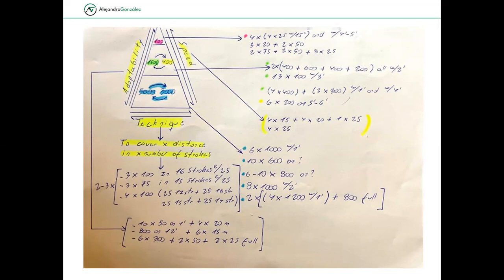Technique is a very delicate topic because you have thousands of details to control, develop and keep during the series. Two main points to cover to develop this technique are to cover an X distance with X number of strokes. For instance, this is a very typical series for long distance swimmers.